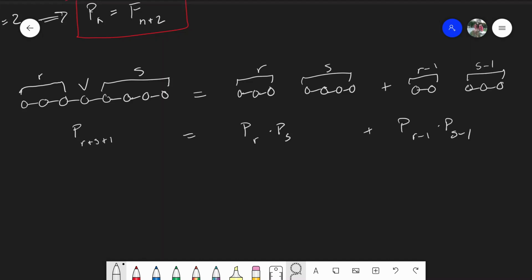And now shifting the indexes over, we find that the (R+S+1)th Fibonacci number is equal to the (R+1)th Fibonacci number times the (S+1)th Fibonacci number plus the Rth Fibonacci number times the Sth Fibonacci number.